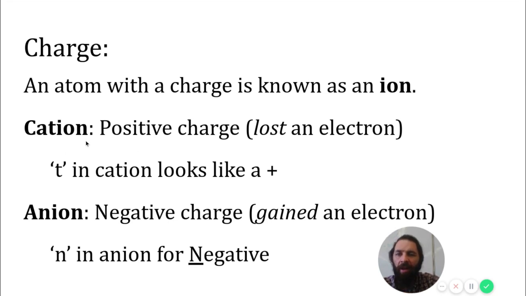So a positive ion, we're going to call a cation. So a cation has a positive charge, which means that it lost an electron, okay? And my way to help you remember that is that cation has a T in it, C-A-T, and a T kind of looks like a plus, so cations are positive. Okay, and then an anion is negative, so that it has gained an electron. Remember, electrons are minus points, so if you gain an extra electron, you're going to have a negative charge. And the way to remember that one is that anion has an N in it, and so it is negative.